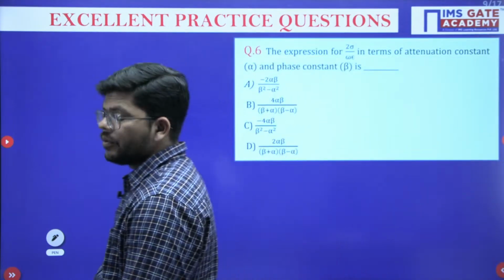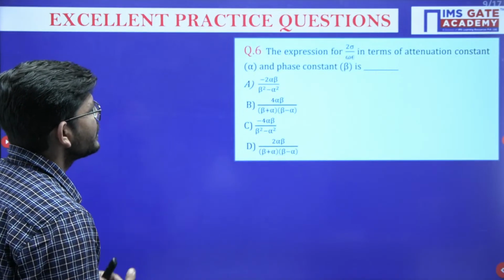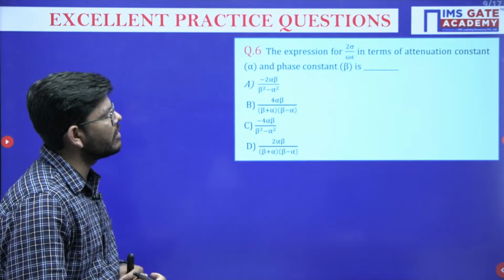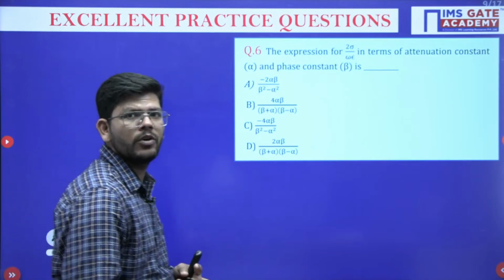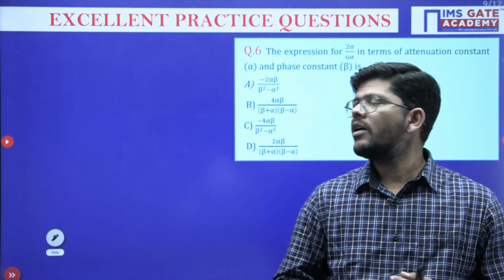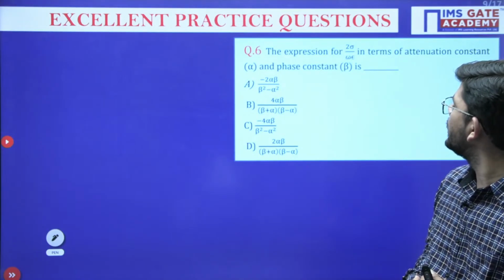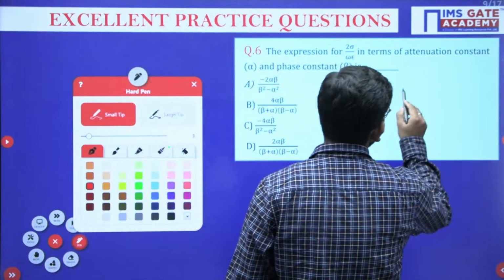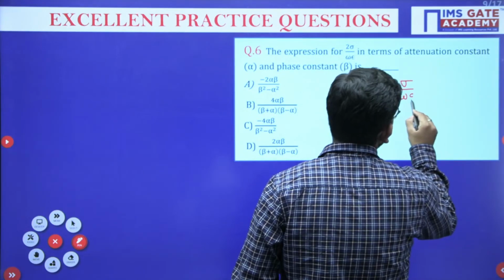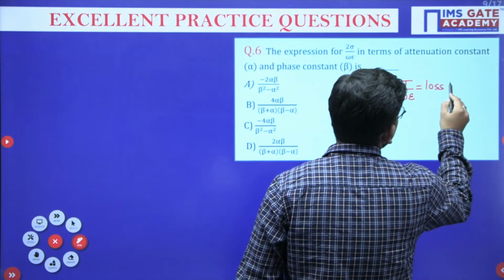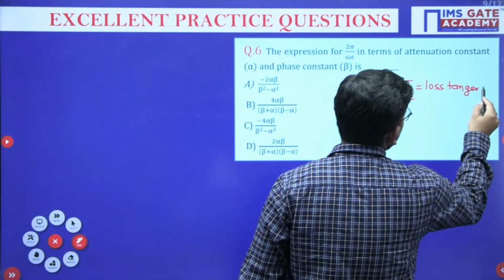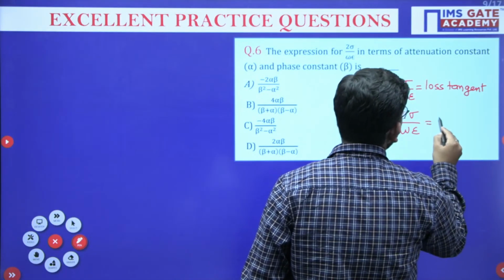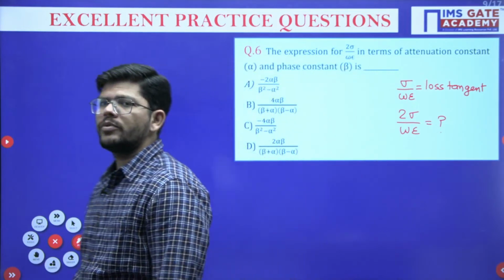Now, can you solve this question? The expression for 2 sigma upon omega epsilon in terms of attenuation constant alpha and phase constant beta will be which one of these? What we have to find out is the expression for 2 sigma upon omega epsilon. Sigma upon omega epsilon is known as the loss tangent, yes or no? And you have to find what 2 sigma upon omega epsilon will be. So basically you have to find this ratio.